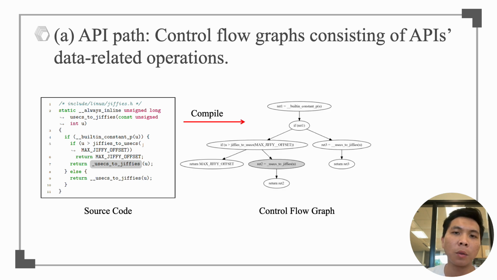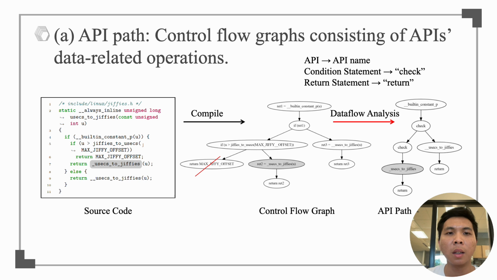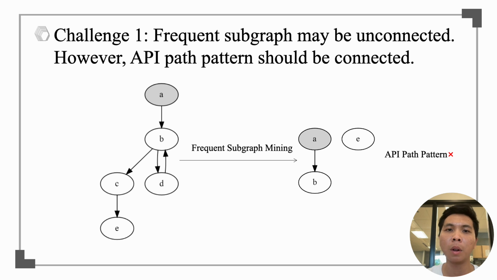API paths are the control flow graphs consisting of an API's data-related operations. Specifically, API Miner first uses the Clang compiler to convert the source code into a control flow graph. Then API Miner traverses the control flow graph and removes operations without a data relationship with the API. Lastly, the API path only keeps three types of program elements: APIs, condition checks, and return statements. API Miner uses the API names, check, and return to label the nodes. As a result, API Miner generates a path for each API usage. After that, API Miner will extract the frequent subgraphs as API path patterns from the API paths. However, there are two challenges.